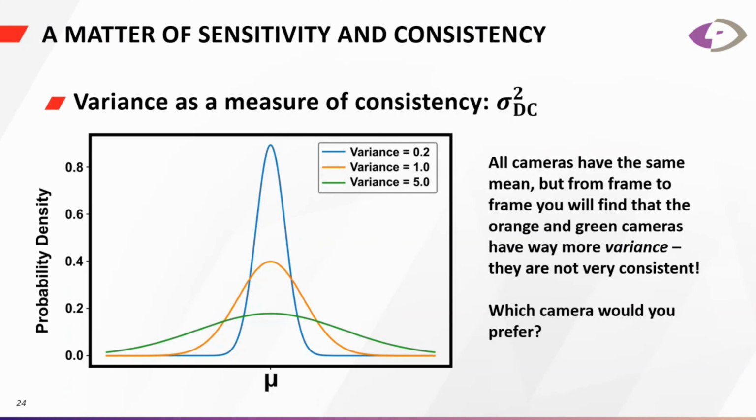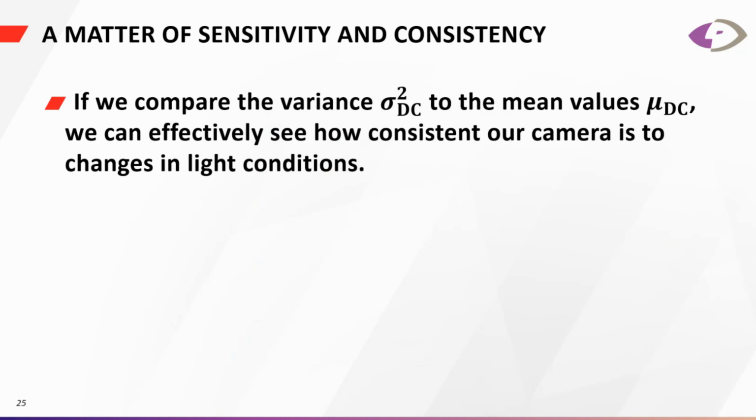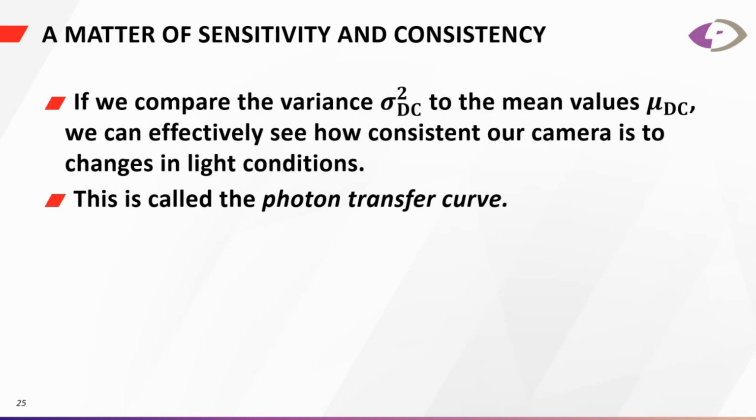If you compare the variance to the mean values, the average values of the digital counts, we can effectively see how consistent our camera is to changes in light conditions. And that's just as Steve mentioned with the characteristic curve, because we can relate digital counts to light. So we see how consistent our camera is to changes in light conditions. And this is called the photon transfer curve, and it is featured on the EMVA 1288 spec sheet. And it looks like this.